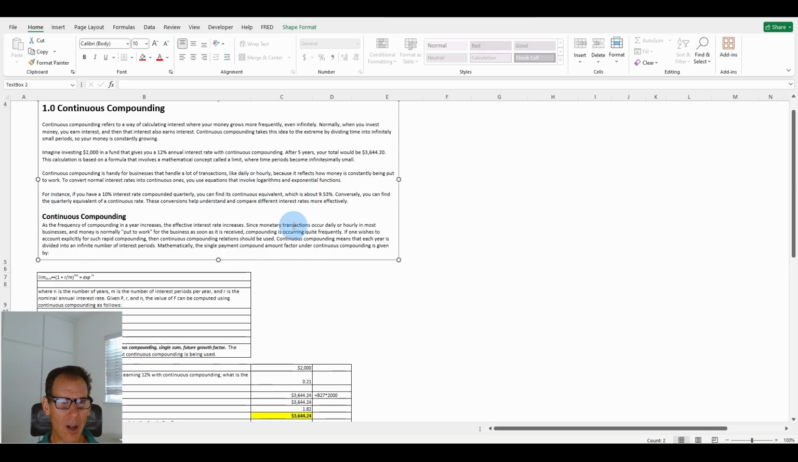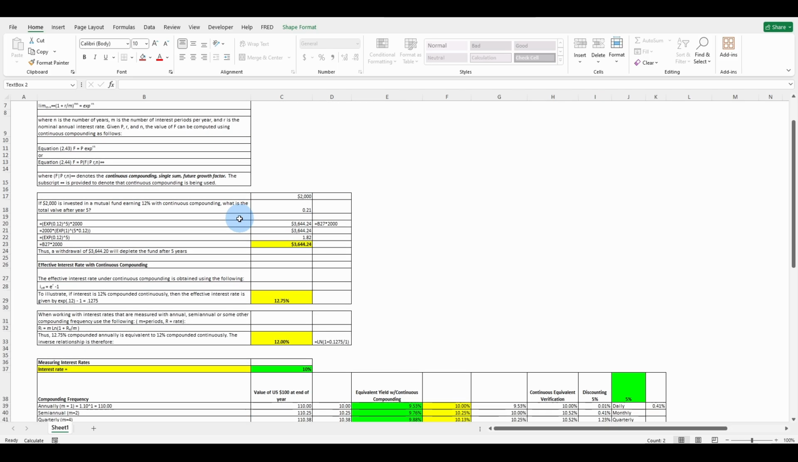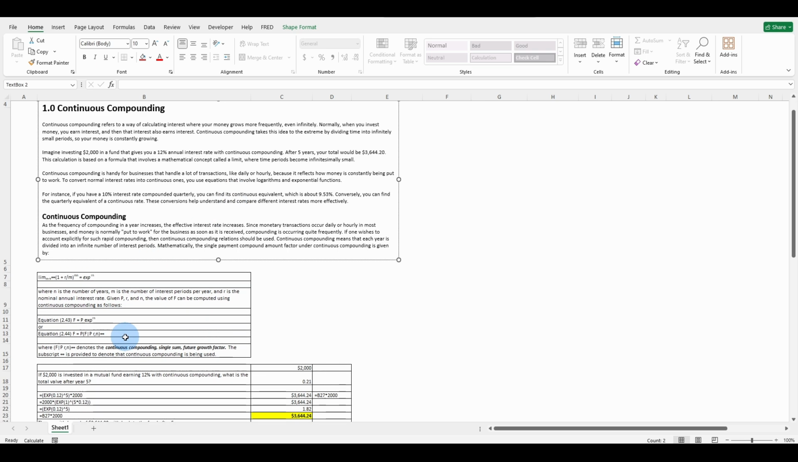This information might help. For instance, if you have a 10% interest rate compounded quarterly, you can find its continuous equivalent. And there's that word again, equivalent, which is about 9.53%. Conversely, you can find the quarterly equivalent of a continuous rate: backwards, forwards, inversion, conversion. These conversions help understand and compare different interest rates more effectively. Here's my suggestion. You take baby steps. You use the formulas that have been pre-prepared. So when I point out a formula, plan to use it. It just makes your life so much easier.